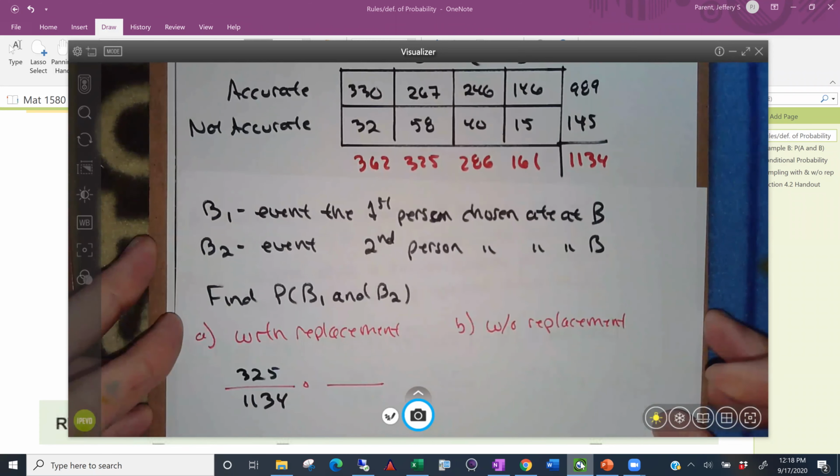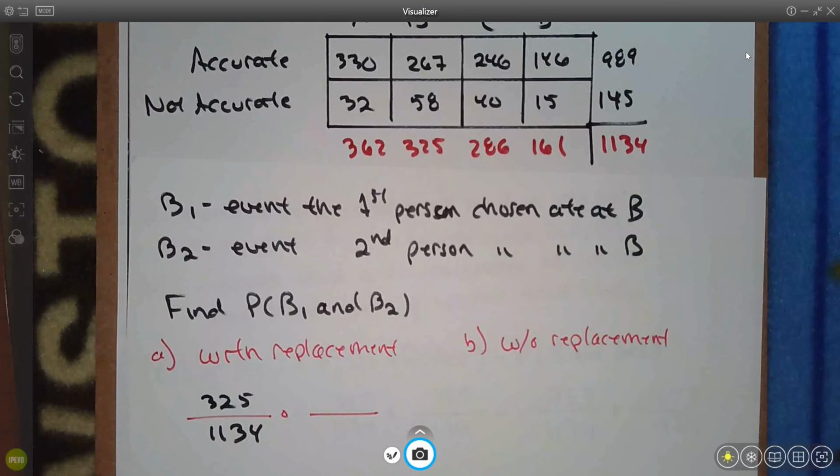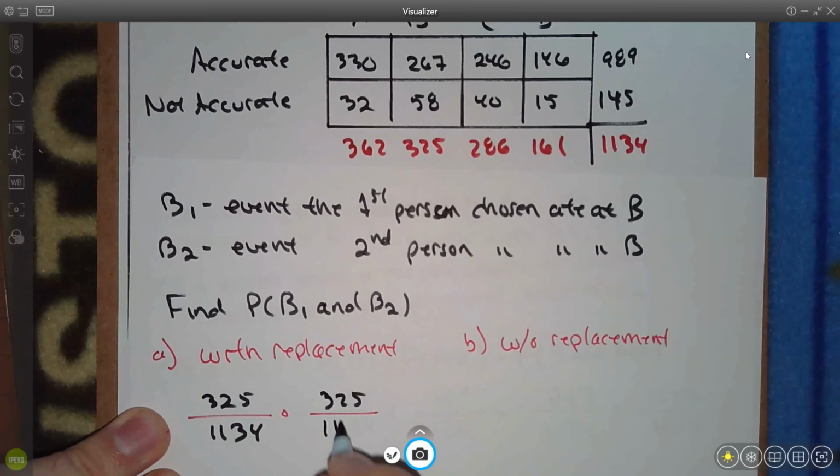Now, oddly enough, with sampling with replacement, you're going to look at that person, say, okay, they ate at restaurant B, and I'm going to throw them back into the pond, let them swim around, mix up again, and pull out another one. What's the probability that the second person ate at restaurant B? And don't think too hard on this one, because it's not supposed to be hard. Wouldn't it just be the same odds, 325 over 1134? Yep, same odds. 325 over 1134.